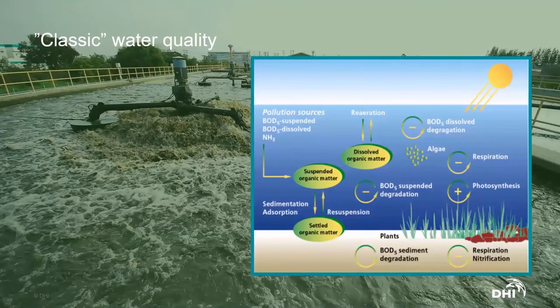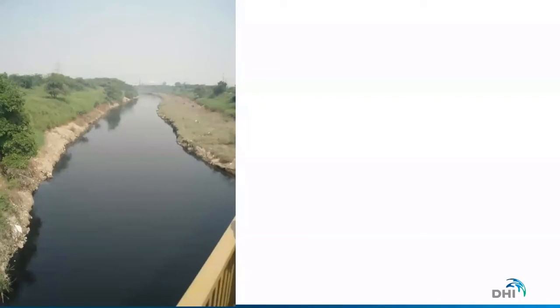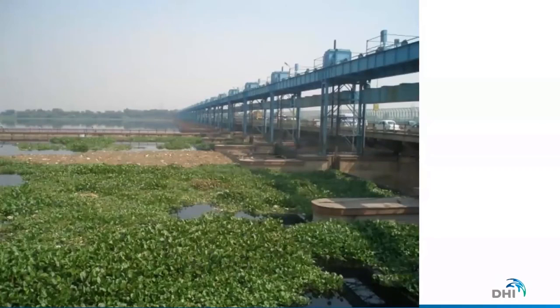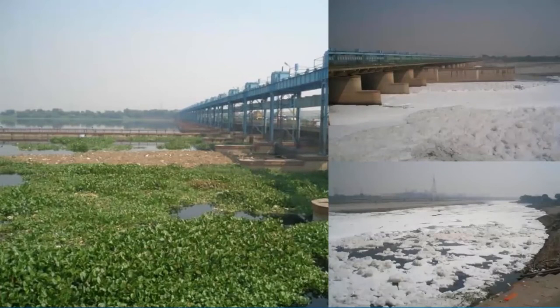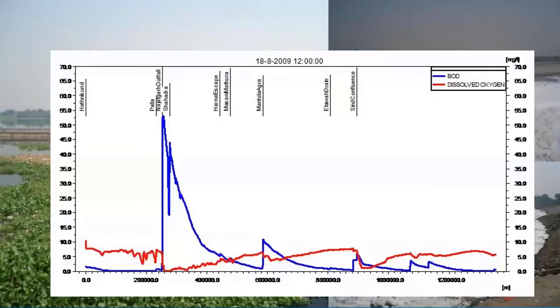Then there's classic water quality. These are mostly BOD-DO models. So they are decay models in various combinations and complications. Here's an example from the river Yamuna in India. Everything is basically fine upstream of New Delhi. Afterwards, we see a number of pollution point sources entering. There's a lot of foam; the seaweed upstream, this sluice, a lot of foam downstream. There's no oxygen in the water.